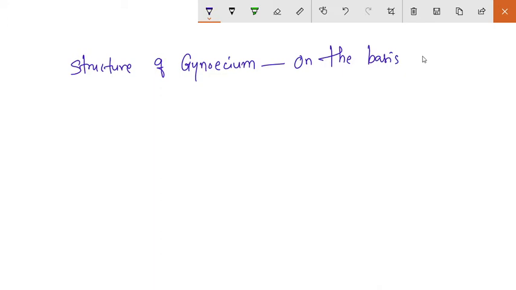Number of carpels means how many total carpels are there in the gynoecium. A single unit we call a carpel, and the complete unit we call the gynoecium. Okay. So how many carpels are present in the gynoecium? On the basis of their number there are two main different types. The one is simple, it is also known as monocarpellary.